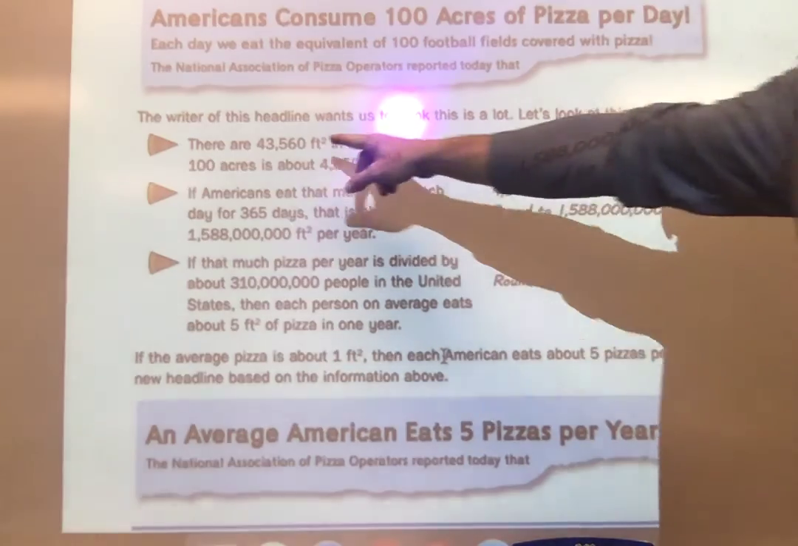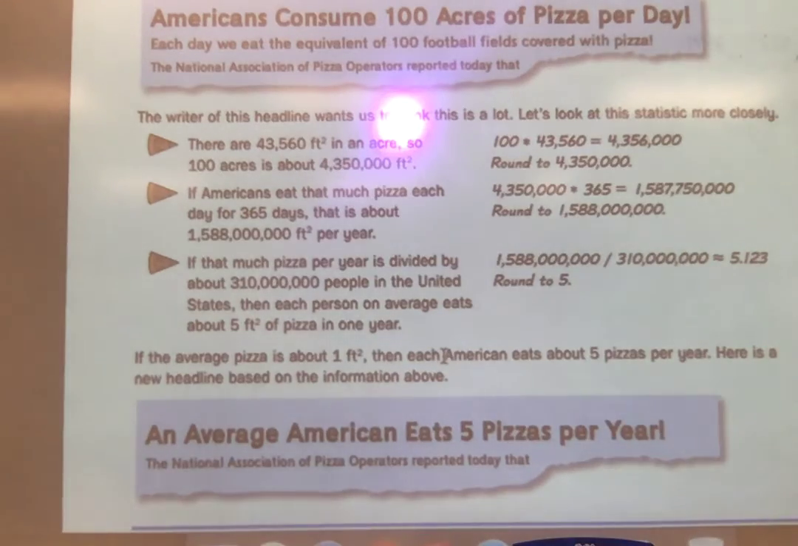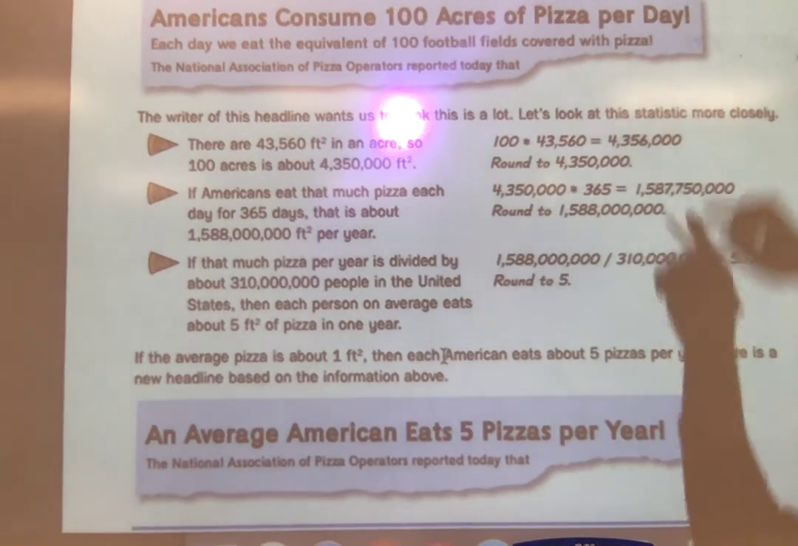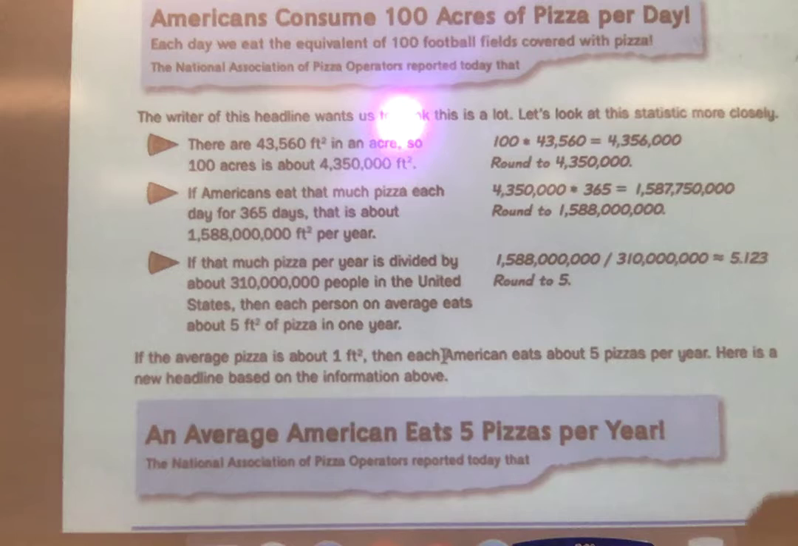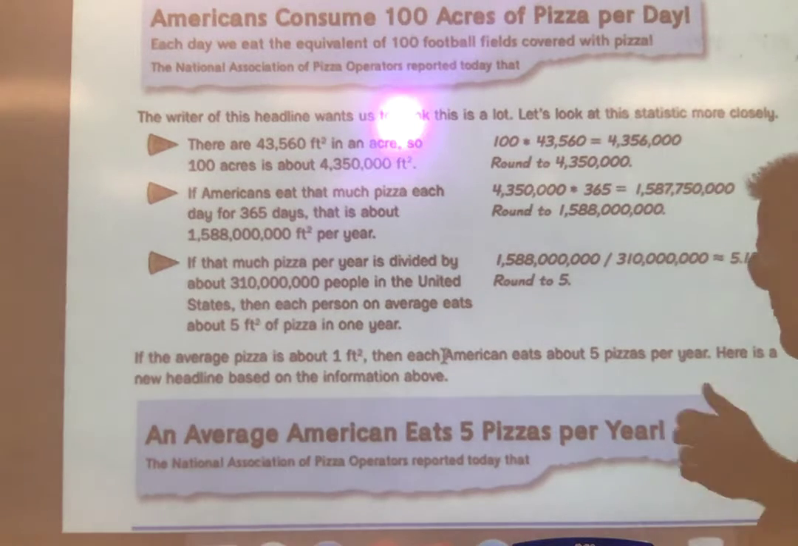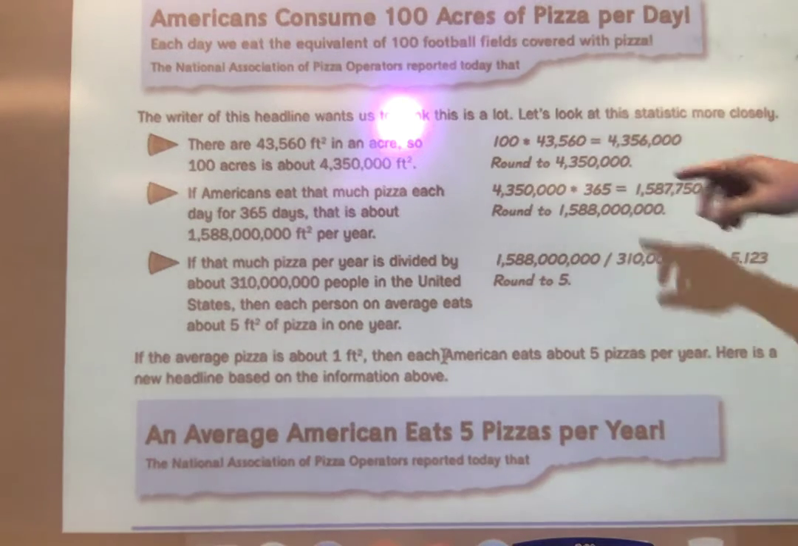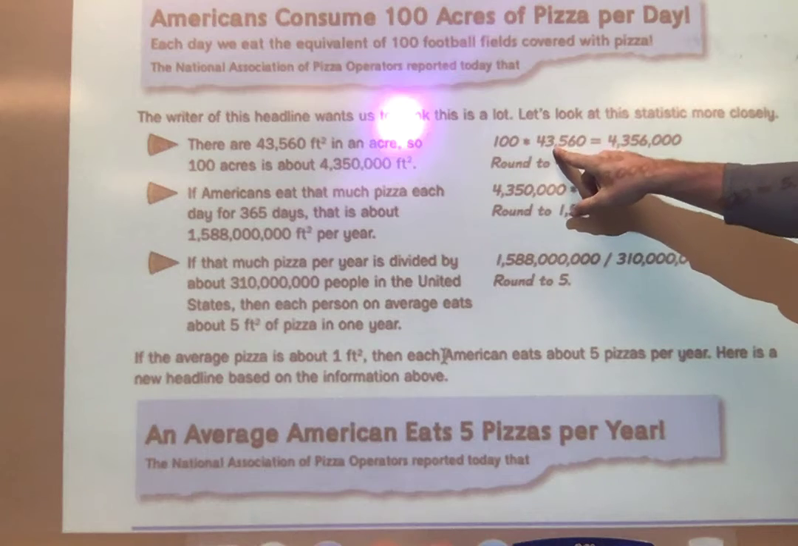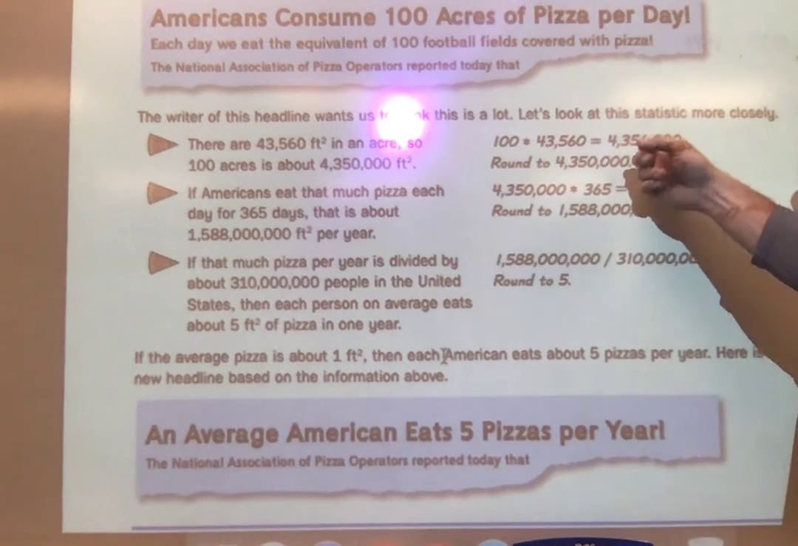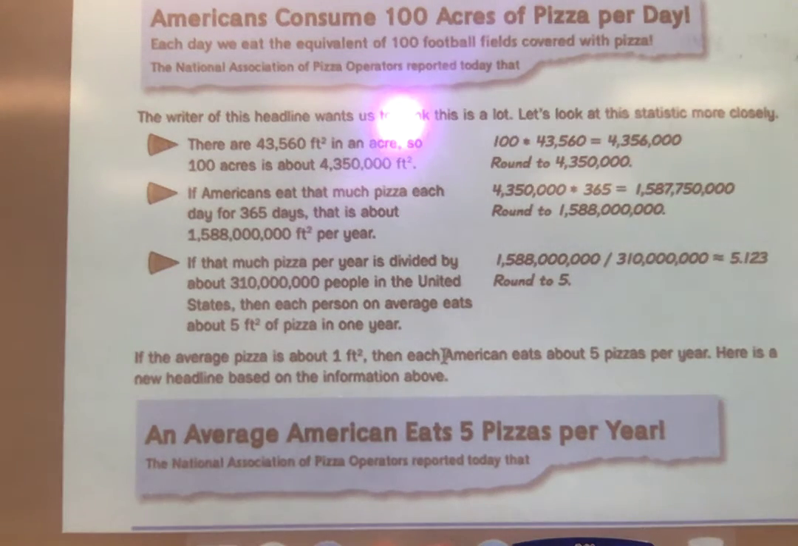There's 43,560 square feet in an acre. So think about a ruler all the way around in a square. That would be 1 square foot. So 43,560 of those in an acre. Okay, so 100 acres. If we have 100 acres, we have to take that times 100, and we end up with 4,356,000. Okay, so we're just going to round that to make it a little simpler: 4,350,000 square feet of pizza.